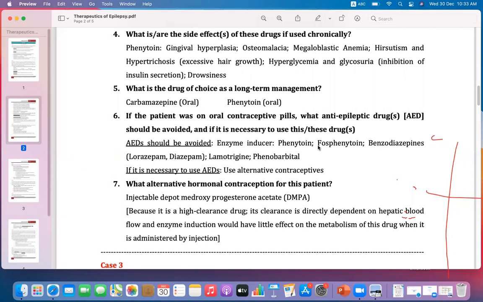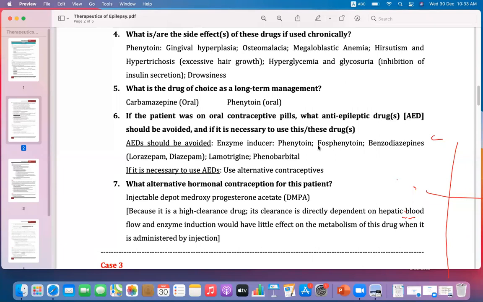If it is necessary to use anti-epileptic drugs, the patient can use alternative contraceptive methods. If she doesn't need hormonal contraceptive, she can use physical or barrier methods of contraception. What alternative hormonal contraception is there for this patient? Injectable depot medroxyprogesterone acetate, DMPA. What is the significance of this drug?